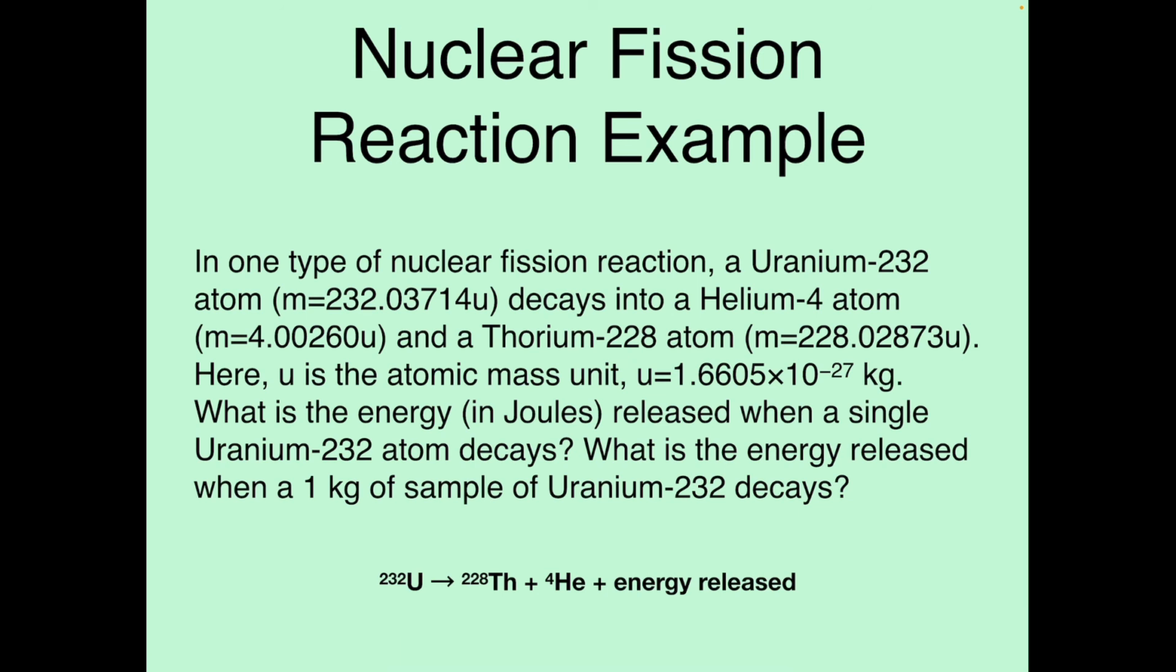Okay, so the question is, what is the energy in joules released when a single uranium-232 atom decays? And then as a follow-up, what is the energy released when a 1 kilogram sample of uranium-232 decays? So the reaction we're looking at is uranium-232 is what we start with. It decays into thorium-228 and helium-4, and then it also releases some energy. We're going to calculate how much energy is released.